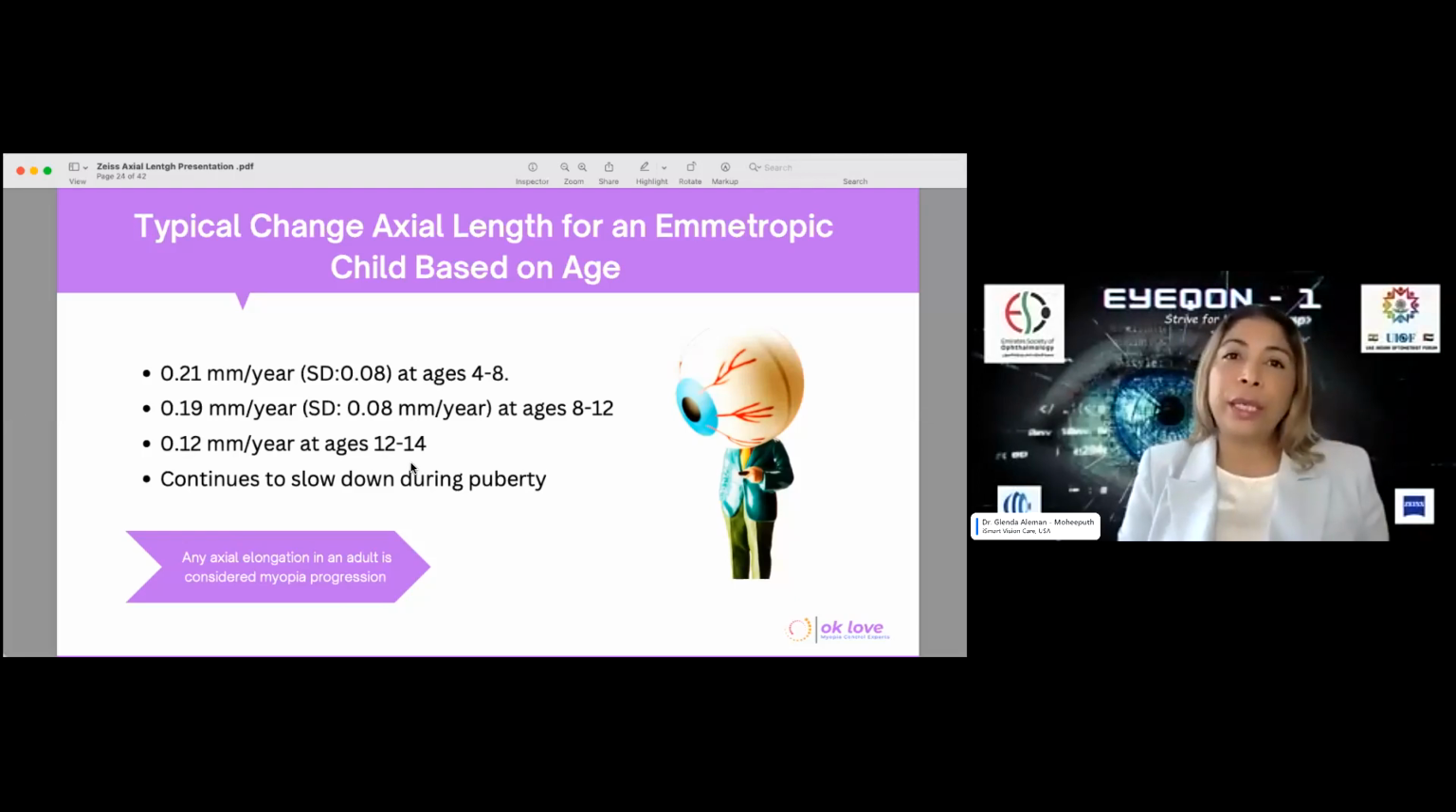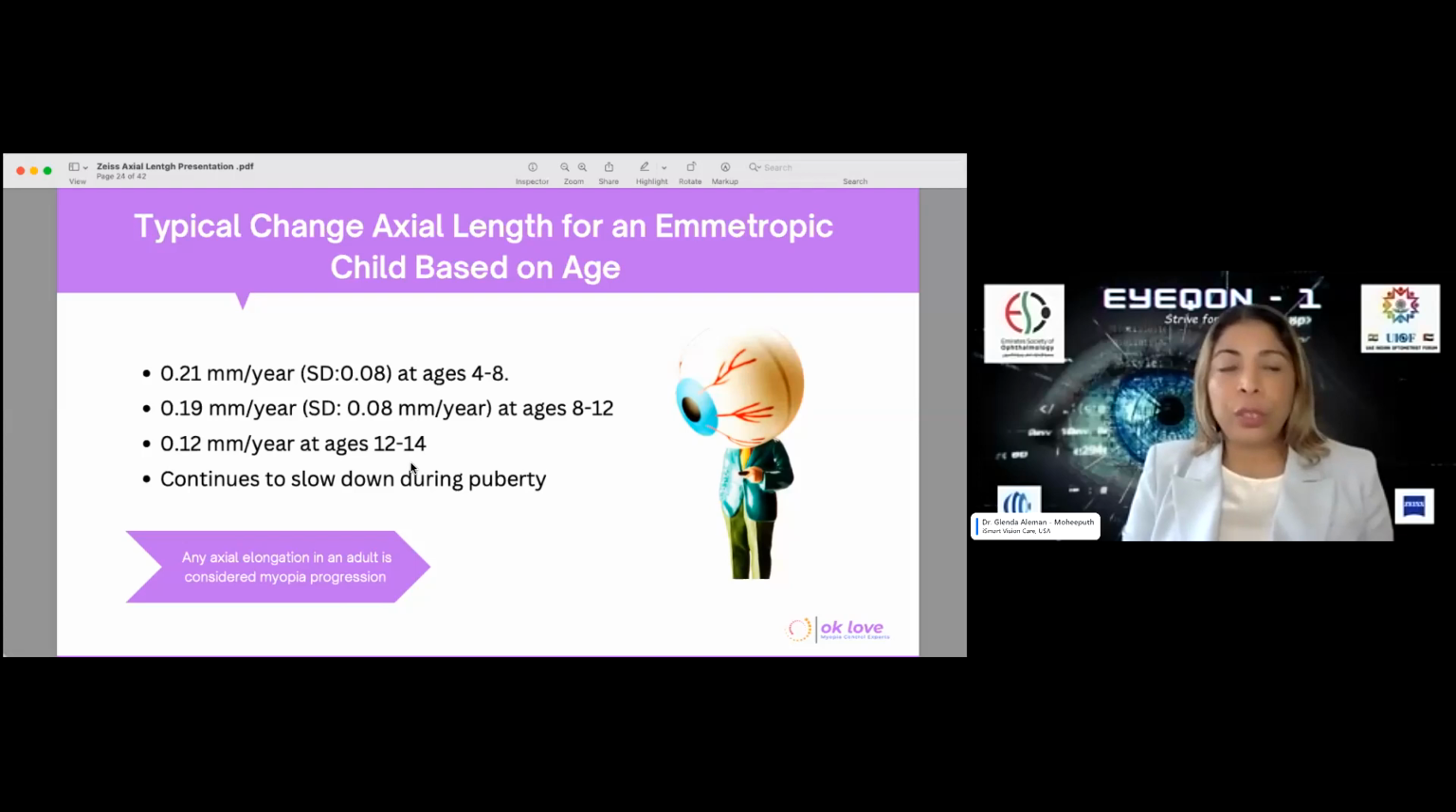So when we take a reading of axial length, let's say we have a patient who is 7 years old, and we're looking at their axial elongation, and we have a change between 0.1 and 0.3. I would say that's actually not really myopia progression. I would say the child is within the standard deviation of the normal eye growth for their age.